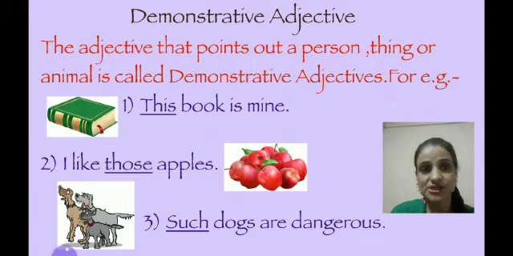Next is demonstrative adjective. Demonstration, you know: the adjective that points out a particular person, thing or animal is called demonstrative adjective. Like, this book is mine. We are pointing out a particular book. So this, that, these, those, such are demonstrative adjectives. And children, if these words are used before a noun, then they are demonstrative adjectives, like this book. But if we say this is my book, then this is not a demonstrative adjective. In that case, this will be a pronoun. But here, this book: when these words are used before a noun, they are demonstrative adjectives.